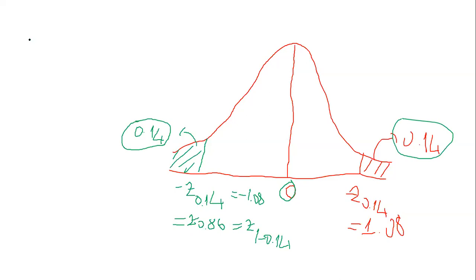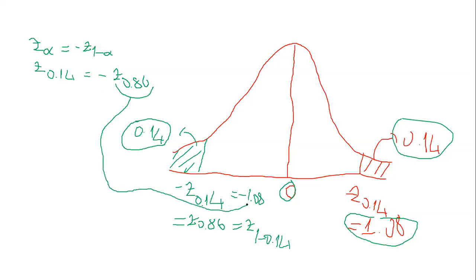So in general, we can just write this: Z sub alpha is equal to minus Z sub 1 minus alpha, okay? So in our example, Z sub 0.14, which, remember, is 1.08, is equal to minus Z sub 1 minus alpha, which is 0.86. Remember what this is? 0.86 is equal to minus 1.08, and minus minus is a plus, so this is true, right? So you can just write Z sub alpha is equal to minus Z sub 1 minus alpha, okay? Any question?